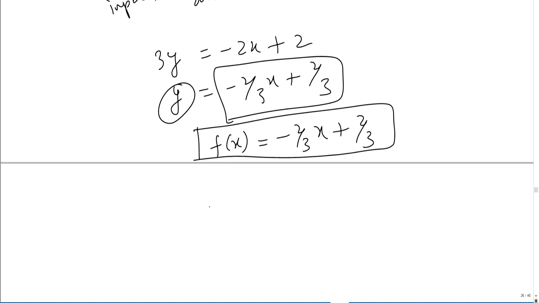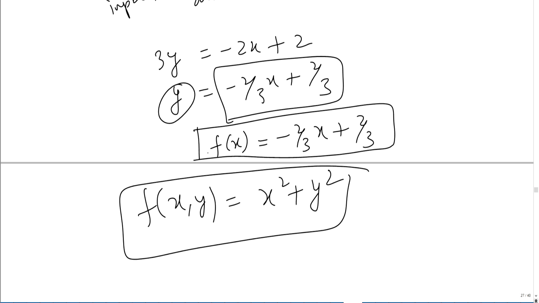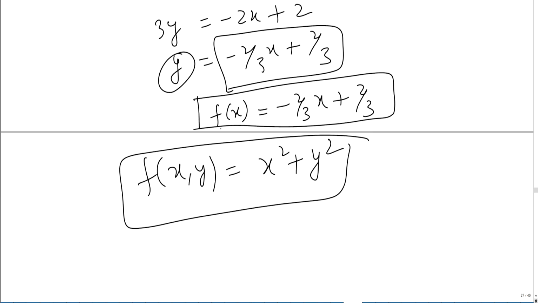You can also have a function of multiple variables. You can have a function of x and y, something like this, x square plus y square. Okay. Now, this is a function of two variables x and y. This is a function of one variable, only x.